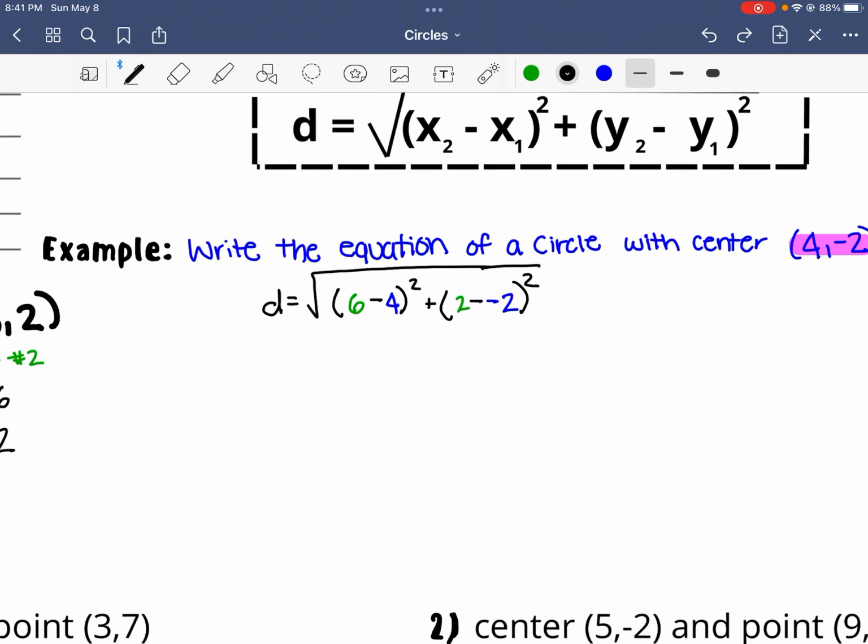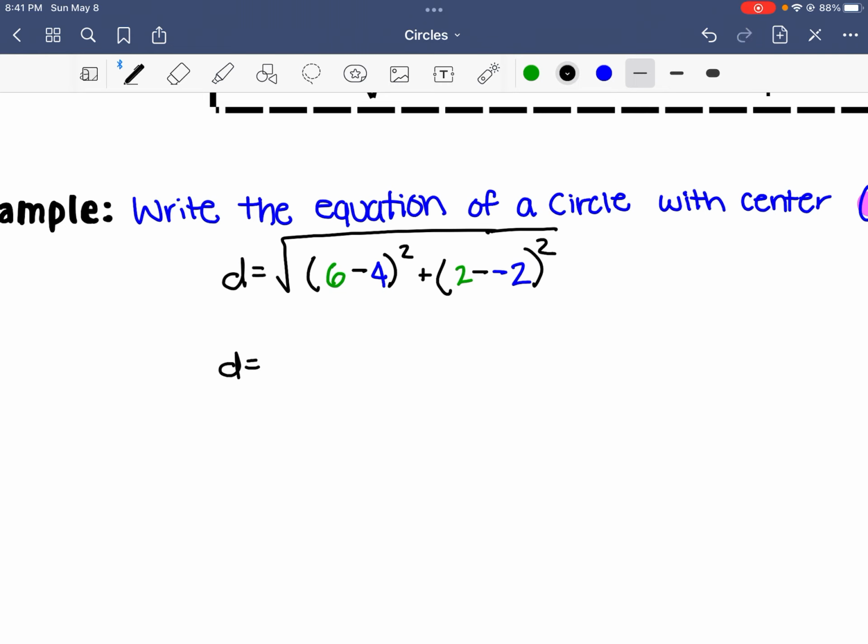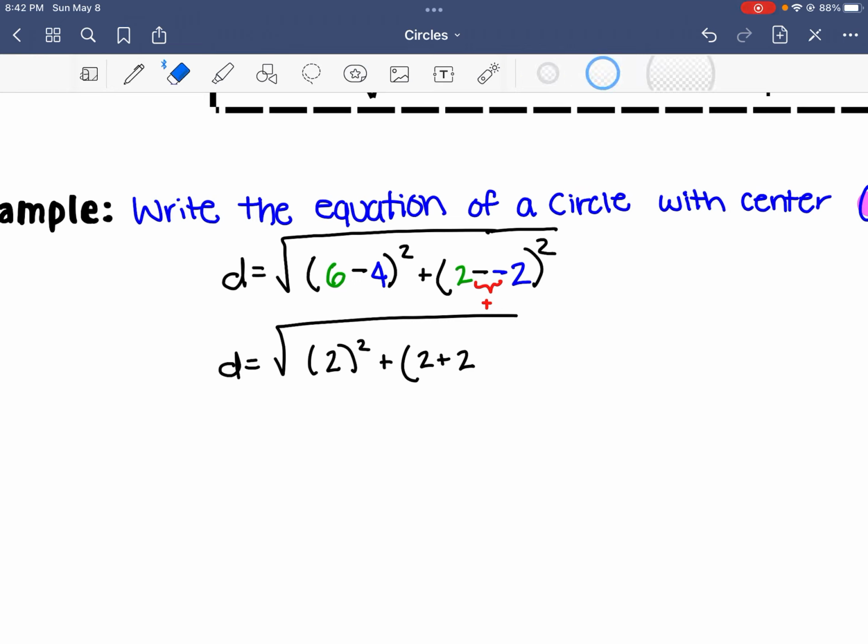So now I'm just going to clean this up. So I have D equals parentheses 6 minus 4 is 2 squared plus. Now remember that a 2, oh, I'm sorry, not a 2. But when I have these two negatives right here, this gives me a positive. A negative times a negative is a positive. So this becomes 2 plus 2, which is a 4. So plus 4 squared, okay?